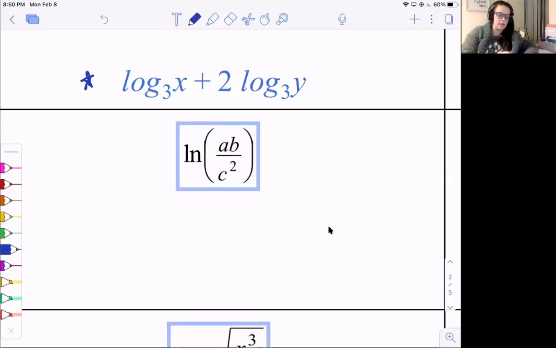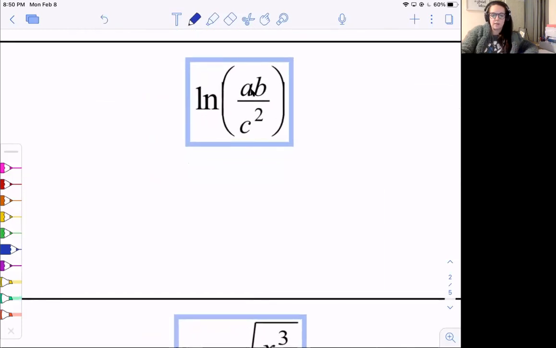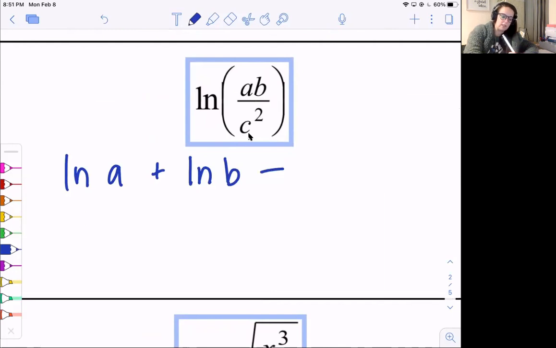Sorry about that. All right, we're back. So if we're thinking about this from here, I see that there are three variables. So I'm going to have three natural logs in my expanded form. So I would have the natural log of a, plus the natural log of b, since they're being multiplied. And then since this is division, I'm going to be subtracting the natural log of c squared.